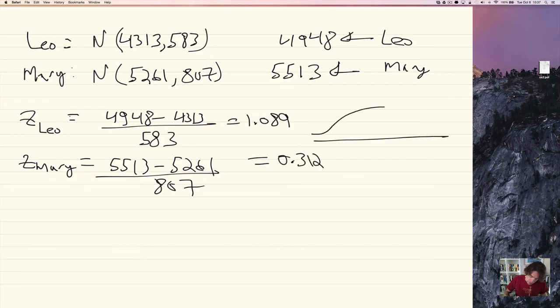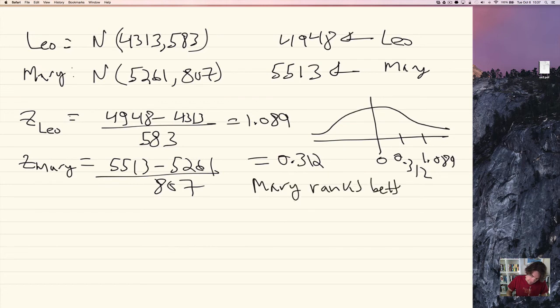So we can picture this on a normal distribution, a normal with mean 0, standard deviation 1. Leo's time is over here, 1.089, and Mary's time is over here, 0.312. So who did better? Well, Mary did, because she has a smaller z-score. Smaller in this case is better. It means that you're faster. So Mary ranks better than Leo in their respective age groups.